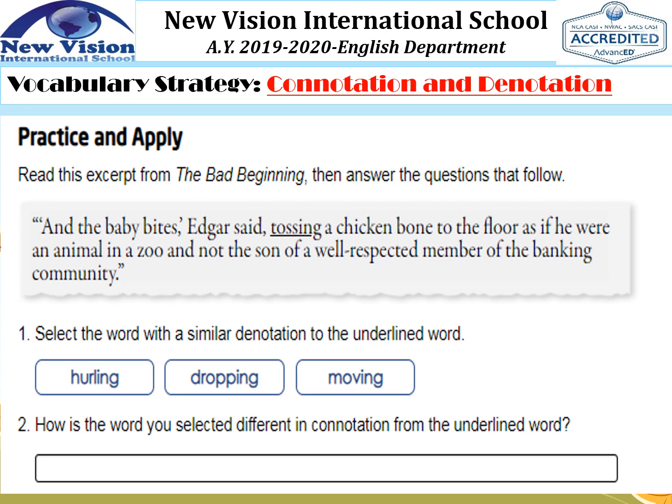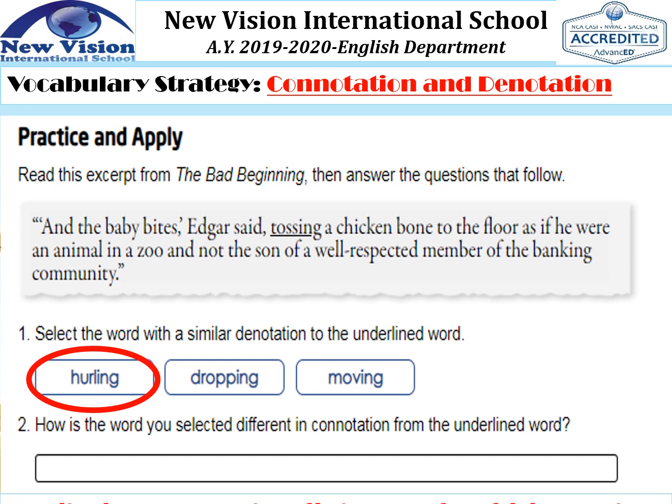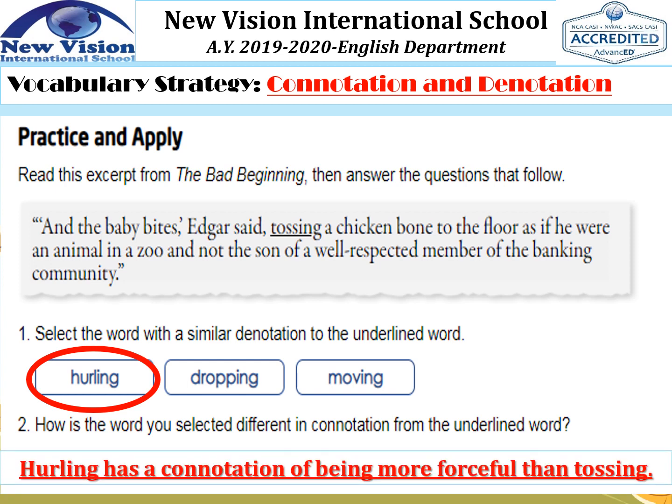Great, we have the word hurling. For number 2, how is the word you selected, which is hurling, different in connotation from the underlined word? So we are going to differentiate hurling and tossing, not in denotation because they both mean the same, in connotation level. So we have hurling has a connotation of being more forceful than tossing.